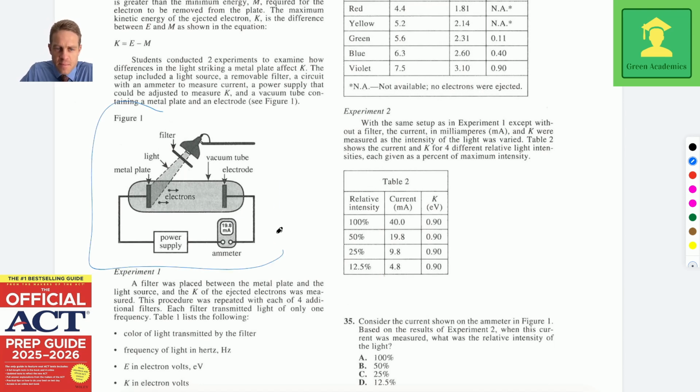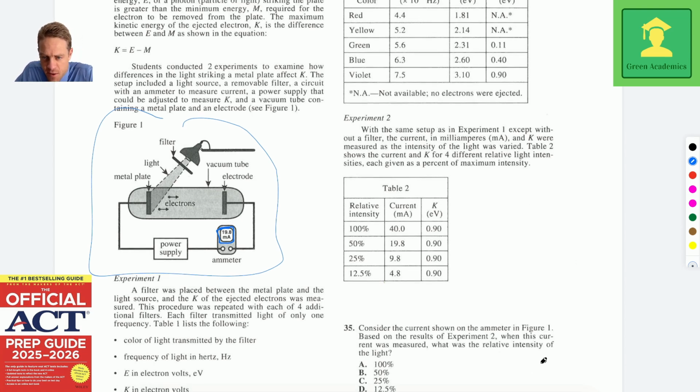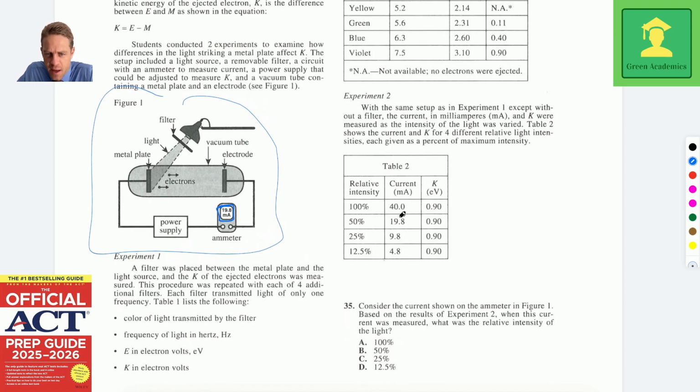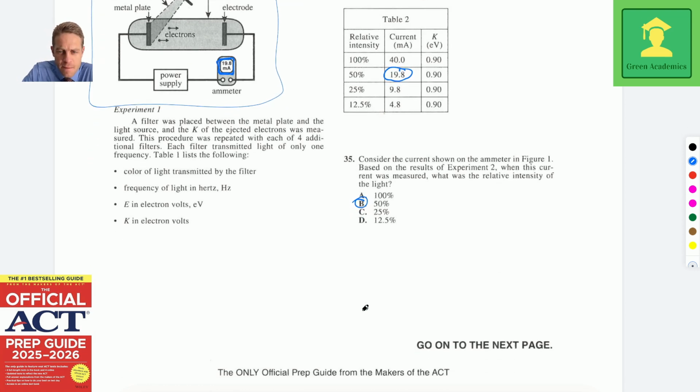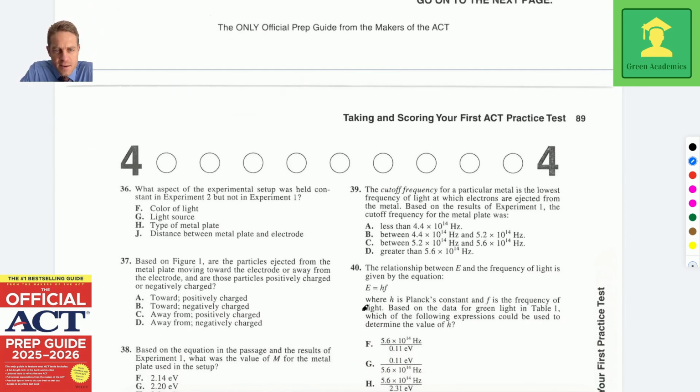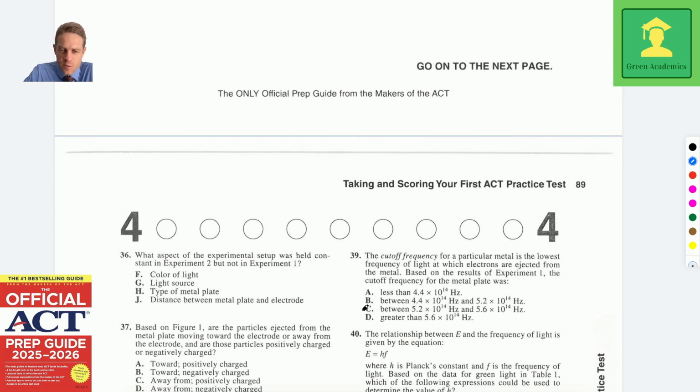That must be the 19.8 that they're referring to. And then, based on the results of Experiment 2, I must be pointing to this, right? So they expect that number to jump out at you to the 50%. What aspect of the experimental setup was held constant in Experiment 2, but not in Experiment 1?